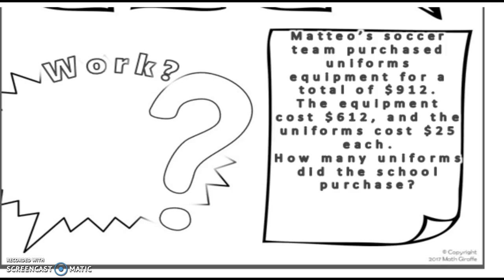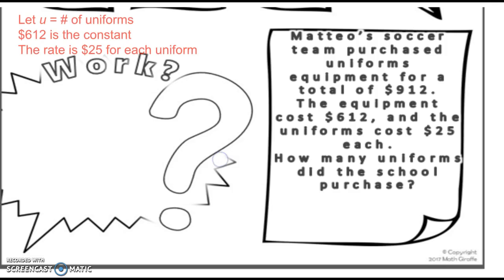Okay, I hope you paused the video. This is what I have. I put U for the number of uniforms. You could have put X or any other variable. I put $612, that's the constant because the equipment isn't going to change no matter how many kids are on the team. And the rate was $25 for each uniform. So now we set this up. Pause the video and see if you can set up the equation.